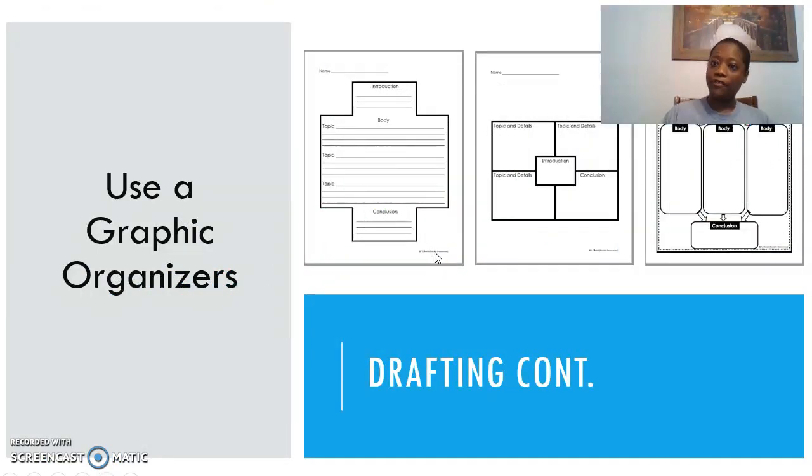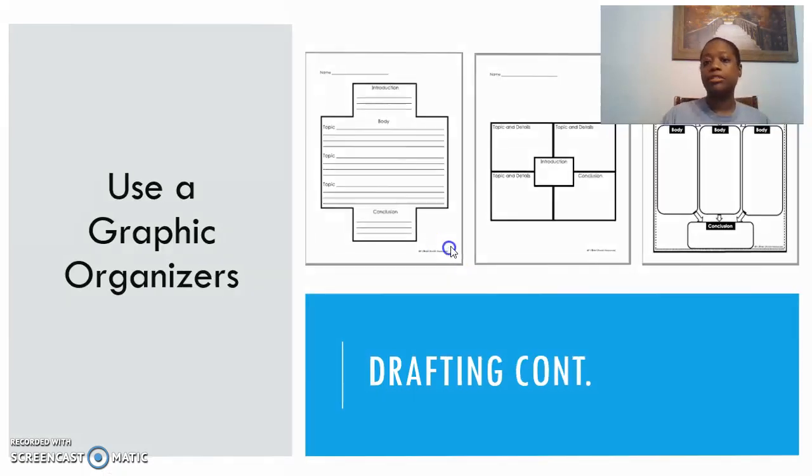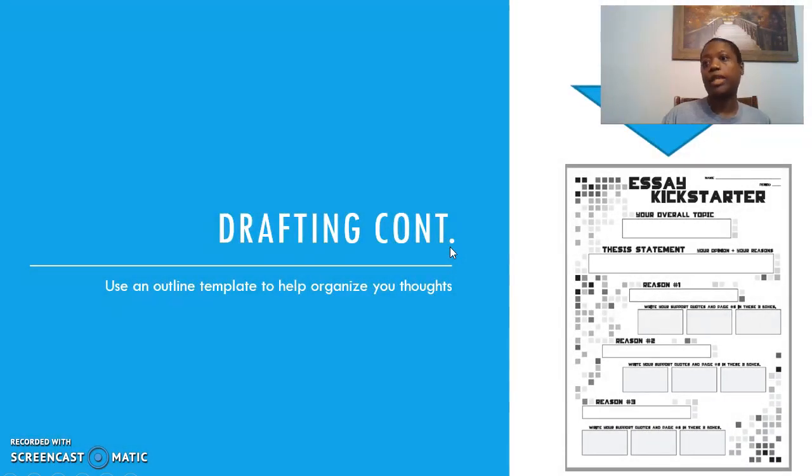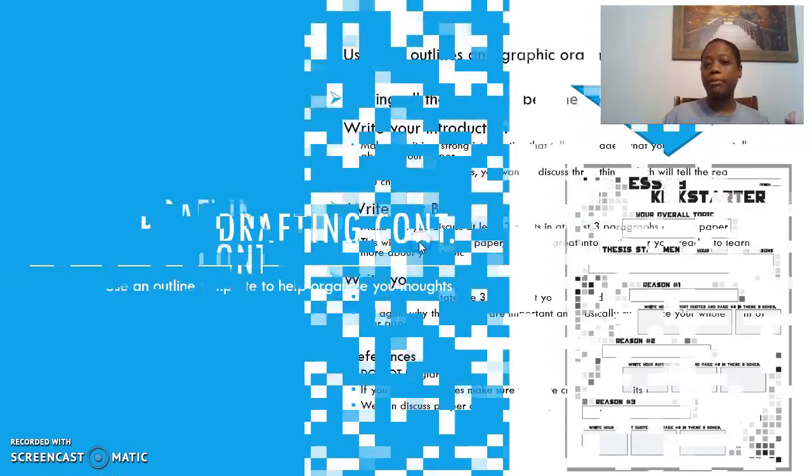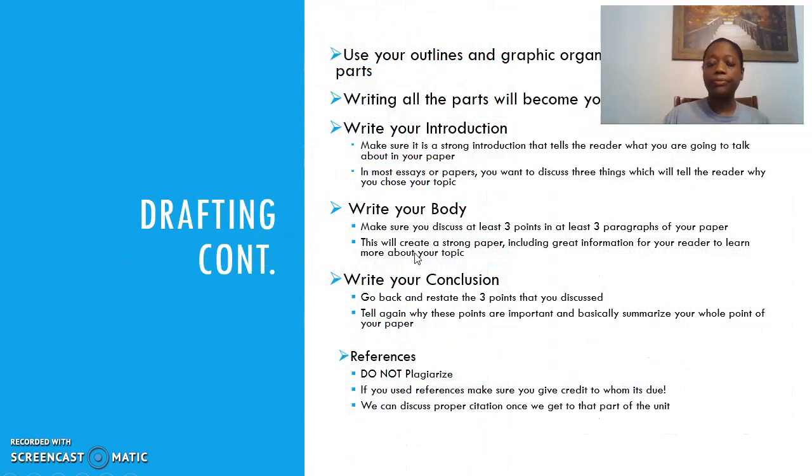Next is using graphic organizers. And these are 3 that I like to give students just because it kind of breaks everything down. It gives them the introduction spot, a place for the different topics and their conclusions. And they can just kind of choose which one they like. This is also a good one. It's an essay Kickstarter, and it just basically talks about the same stuff, just kind of breaking everything down, the reasons. It really depends on what type of paper the student is writing.